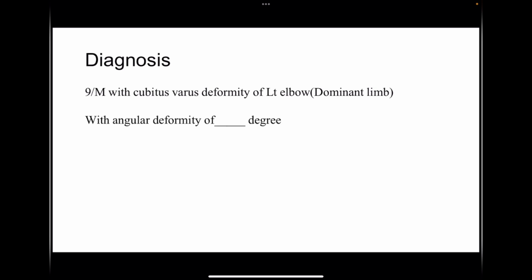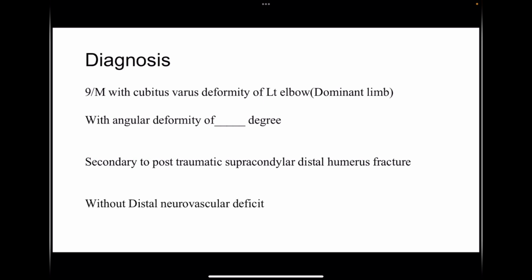Coming to the diagnosis part, what will be the diagnosis of this case? This is a 9-year-old male child, whatever the age of the child, with cubitus varus deformity of the left elbow, which is the dominant limb, with angular deformity of whatever you have measured, maybe 20 or 30 degrees, which developed secondary to a post-traumatic, malunited supracondylar distal humerus fracture, without distal neurovascular deficit.